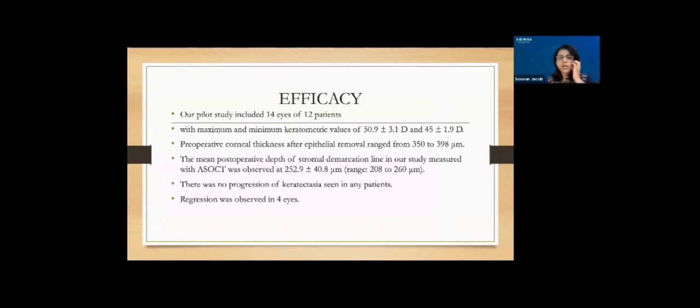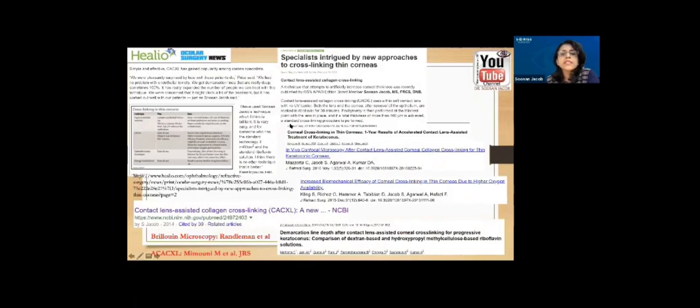We found that there was no significant endothelial loss, pleomorphism, or polymegathism. This was our first study, and in this study, we included patients from 350 microns onwards. But since then, now we're doing thinner corneas as well. We start off with corneas as thin as 320 microns also. But again, we'll come to some of the other newer studies, and we'll see that maybe it's possible to do even thinner corneas.